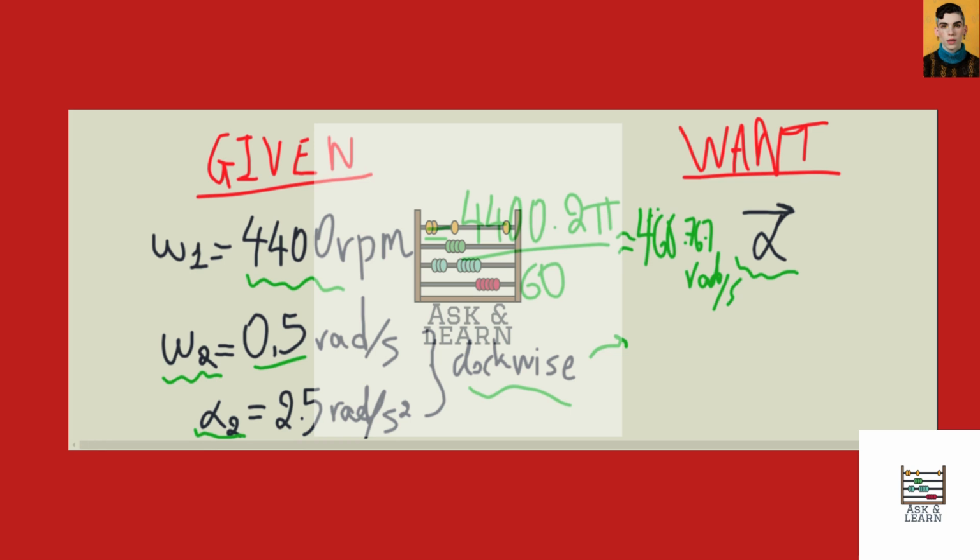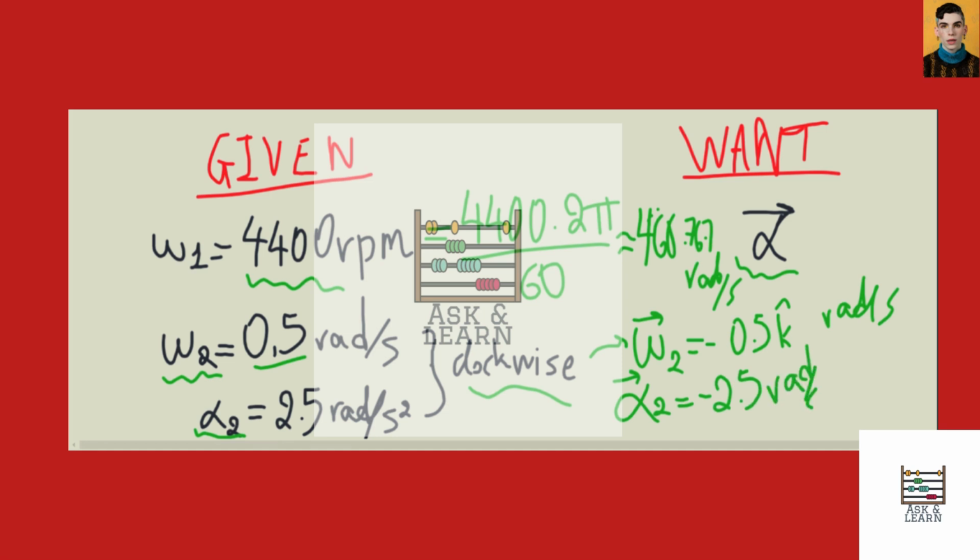And also, given the information about the direction of omega 2, let's write it in vector form. Omega 2 equals minus 0.5 k hat radians per second, and alpha 2 equals minus 2.5 radians per second squared, again with a k hat.